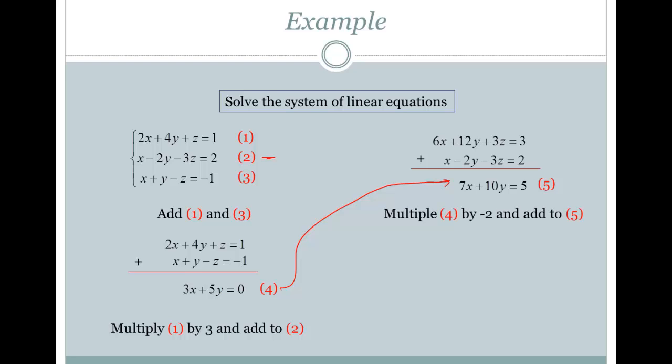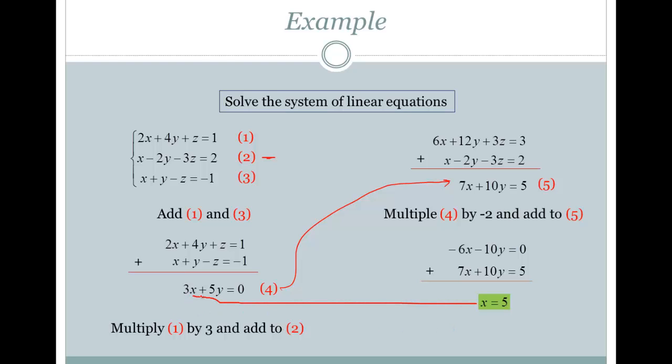So let's do that. I left 5 alone. I multiplied 4 by -2: negative 6x minus 10y is equal to 0. I can add those, and I'm going to get x is equal to 5. Now once I know x is equal to 5, I can back solve. I can plug this value of x into either equation 4 or 5. Let's plug it in. Doesn't matter which.